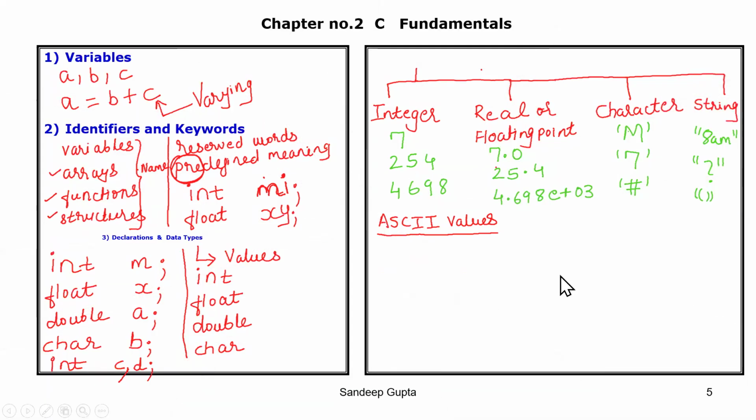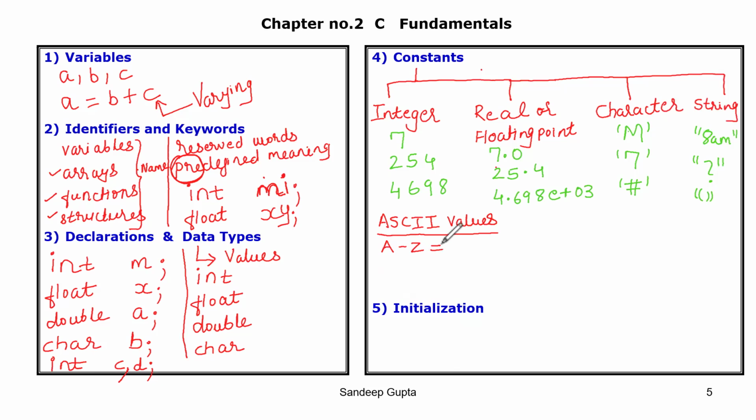All right. So what I was saying is that every character on the keyboard has an equivalent integer value. For example, if you take capital A to capital Z, their equivalent integer values are 65 to 90. Small a to small z is 97 to 122. And digits 0 to 9 have 48 to 57.